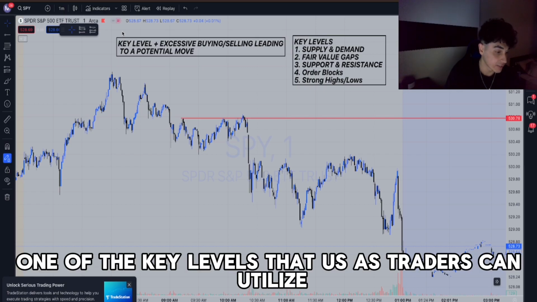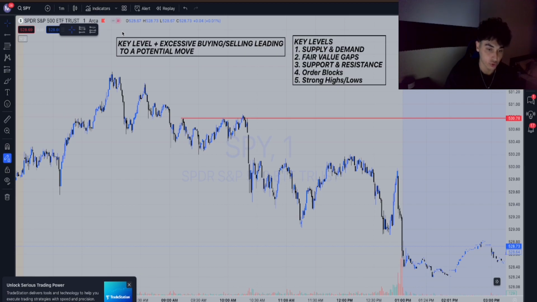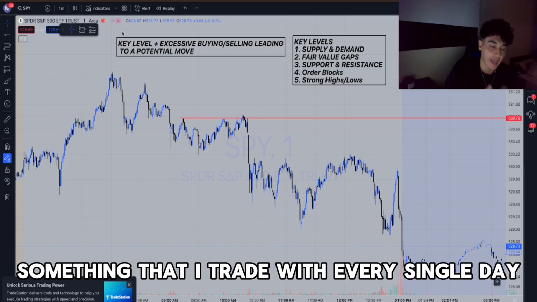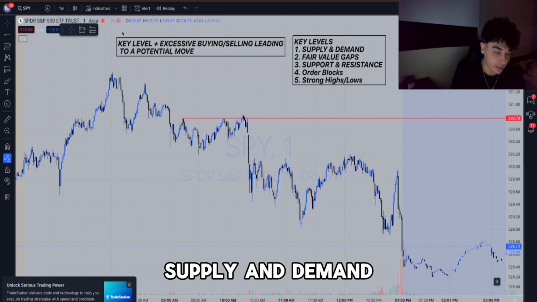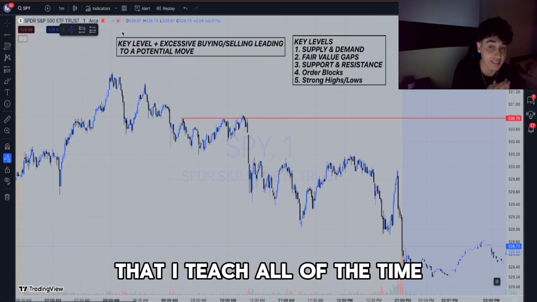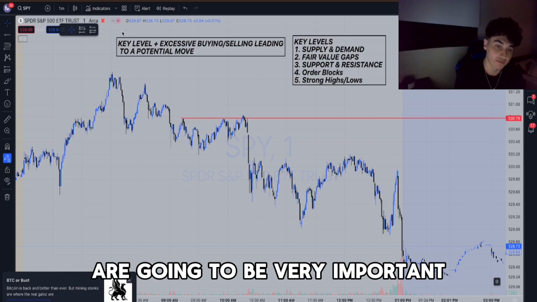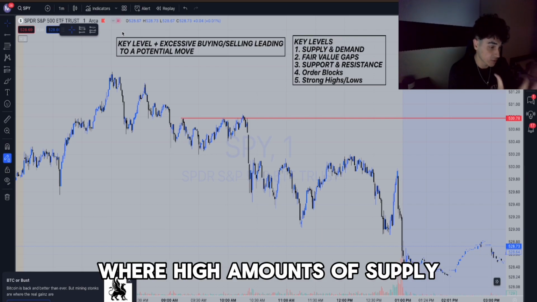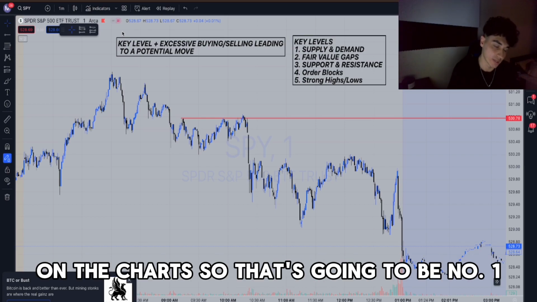Now, one of the key levels that us as traders can utilize, especially you guys, trading and learning from me, is going to be supply and demand, something that I trade with every single day, something that I use every single trade. Supply and demand is going to be everywhere on the charts, right? And it's also something, like I mentioned, that I teach all of the time. So having your supply and demand zones is going to be very important, just in terms of understanding where high amounts of supply and where high amounts of demand are going to be on the charts. So that's going to be number one.